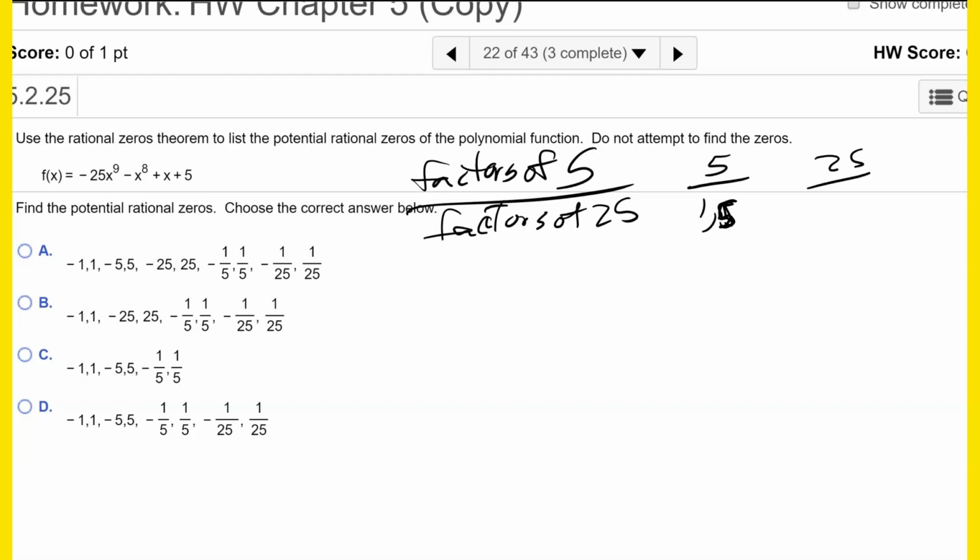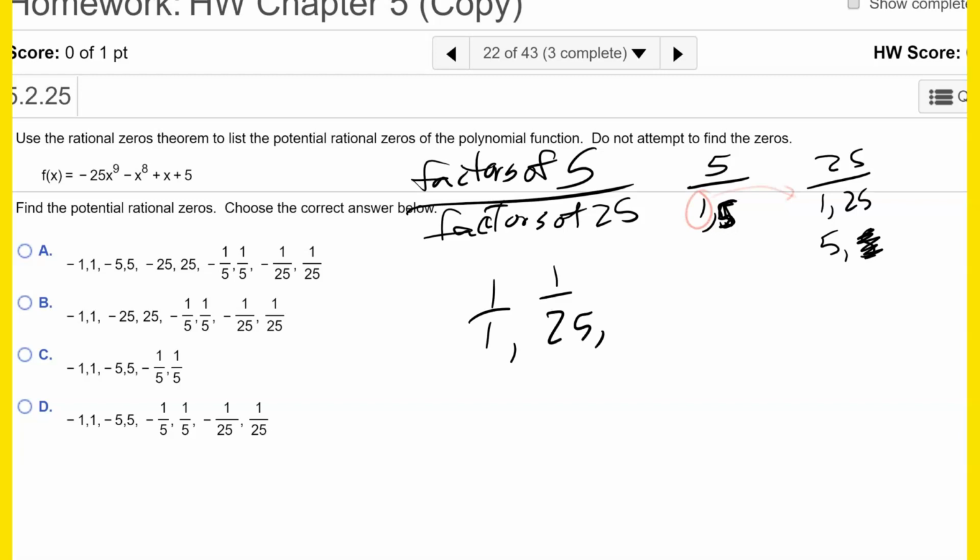What are the factors of 25? 1 and 25 and 5 and 5. Well, since that's the same as the other one, I don't have to write it twice. But I've got to put the 1 over each one of those. So I've got 1 over 1, 1 over 25, and 1 over 5. And then I've got to put the 5 over each one of those. So 5 over 1, 5 over 25, and 5 over 5.